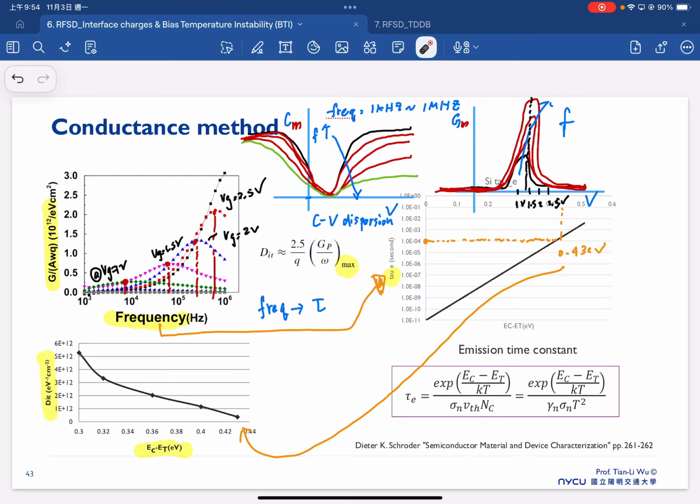So now you can see that the higher frequency is able to characterize a shallow energy, a shallow trap, which makes sense because at high frequency we are trying to characterize a very small time constant, and a small time constant means that this defect or trapping event must be in the very shallow region. So we are able to characterize the shallow defects, or shallow interface states, here. So this is a typical procedure.